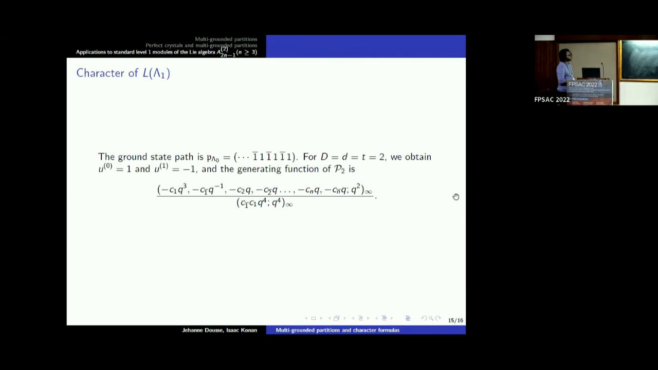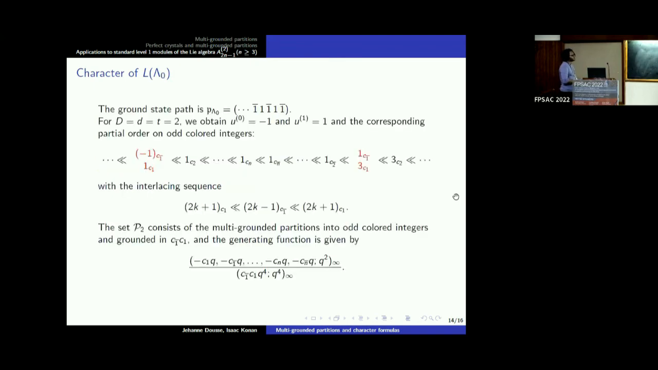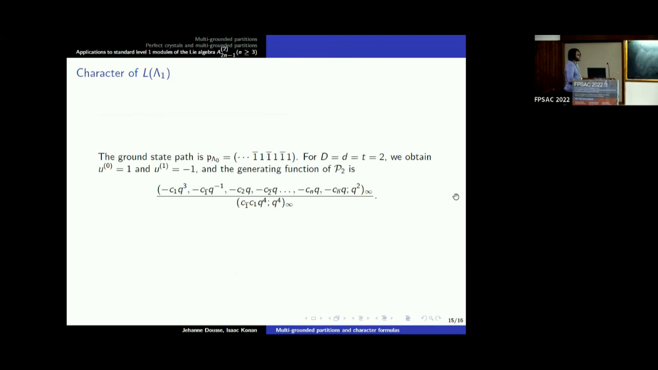Here we have one overline 1 and so on. And for the same value of d, capital D, small d, and t, we have these two elements. So before we had -1 and 1. Here we have the opposite, 1 and -1, and the generating function is slightly different for this one. So I will just end with a last slide.